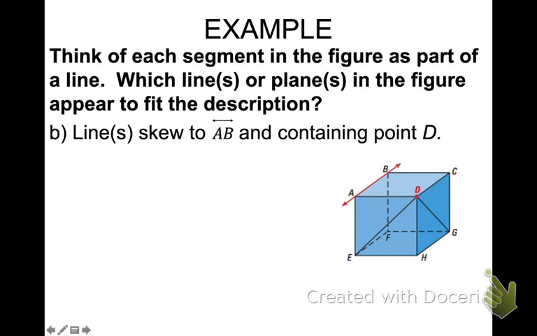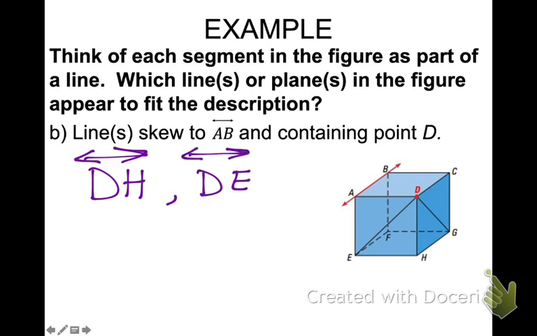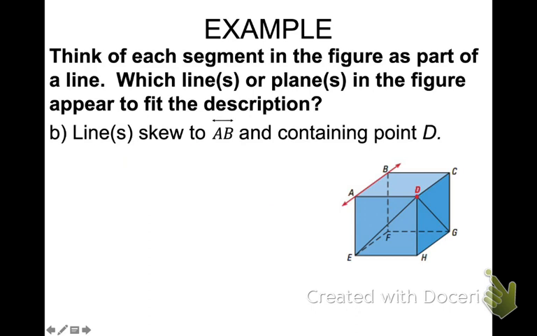Which line is skew to AB containing D? DH would work. That would be one. DE would work. DG would work. Any other ones? DA would intersect. DC would be parallel. So I think that's it, right? Just those three? Those would all be skew to line AB containing D.